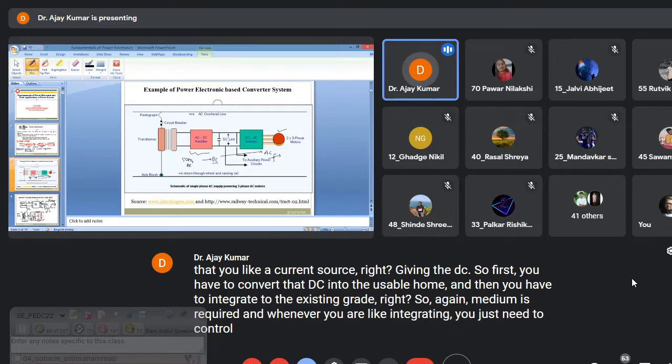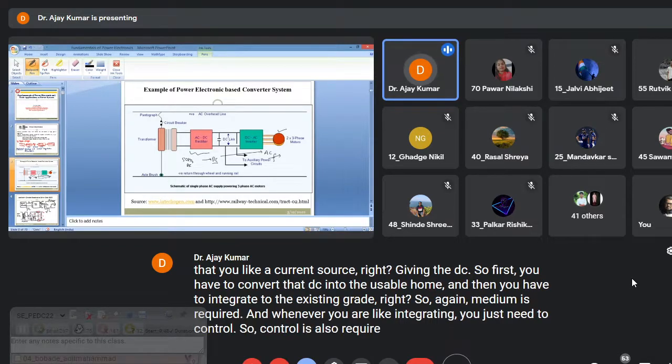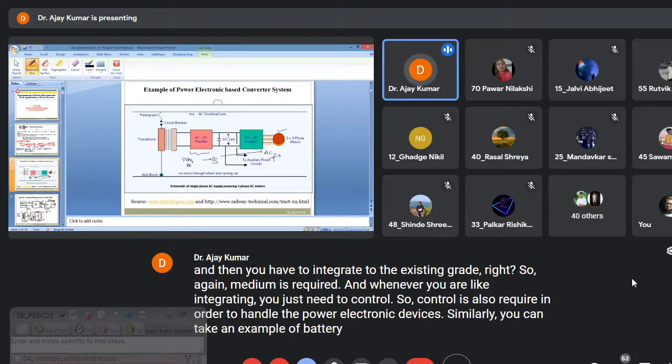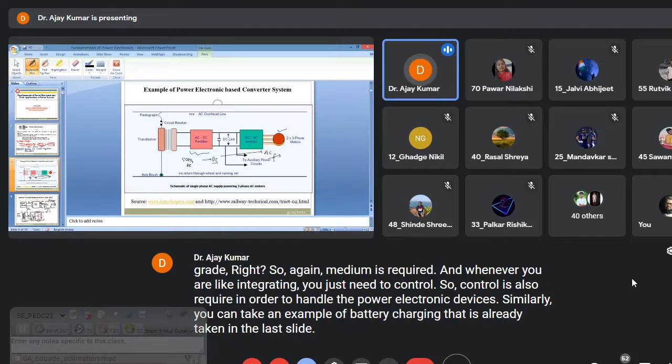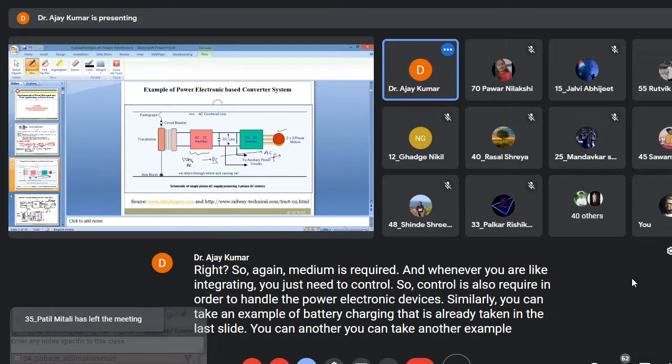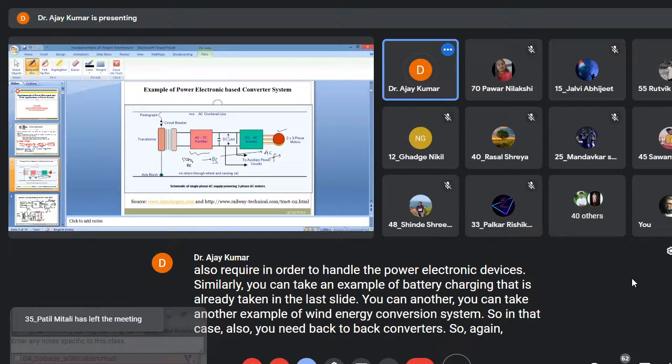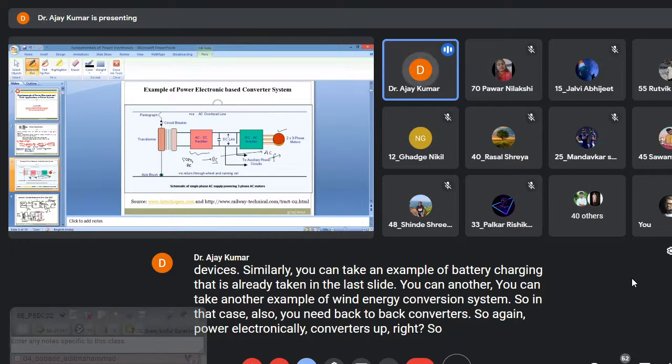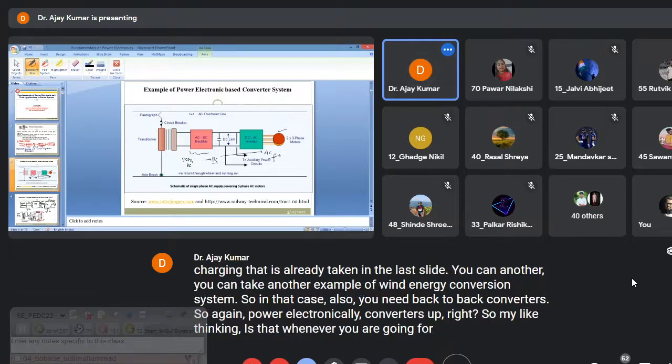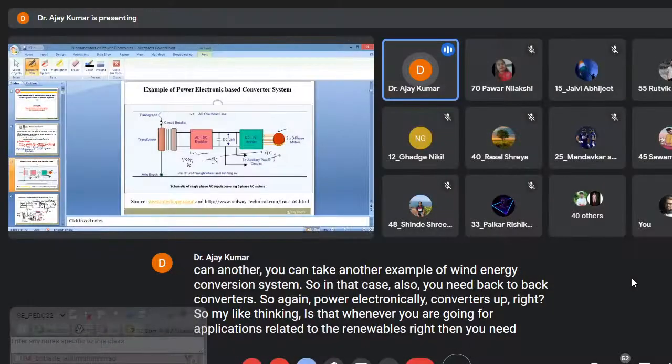Similarly, you can take an example of battery charging, that is already taken in the last slide. You can take another example of wind energy conversion system. So in that case also you need back-to-back converters. So again power electronic equipment and power electronic converters are required. So my thinking is that whenever you are going for applications related to the renewables, right, then you need power electronic medium. Essentially you need power electronic medium.